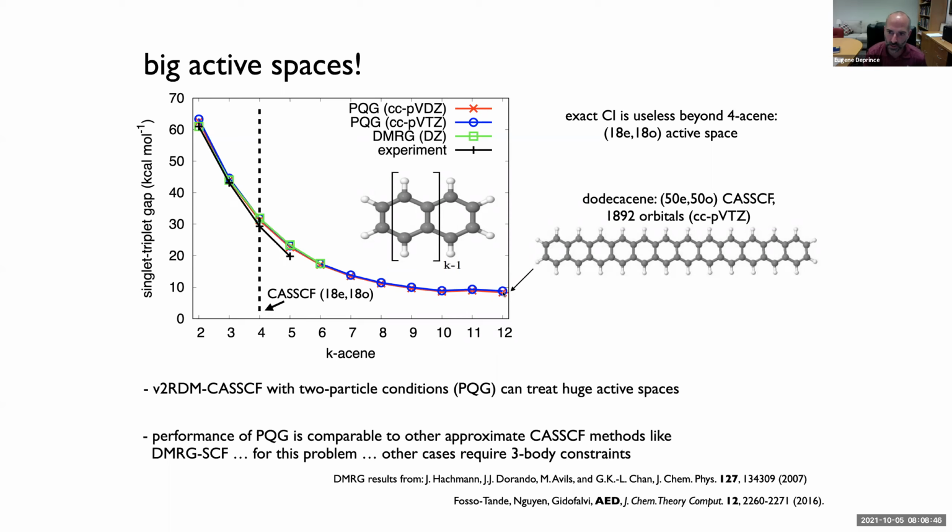And all the way out here at this end, we have a 50-50 active space. Our algorithms use density fitting, so we can optimize a large number of orbitals. So here are almost 2,000 basis functions. So the point is we can treat really big active spaces and we get pretty good results. For this particular problem, other cases will require 3-body constraints.